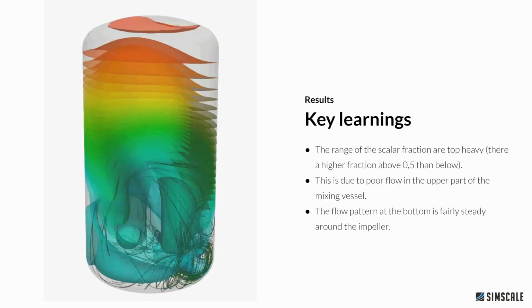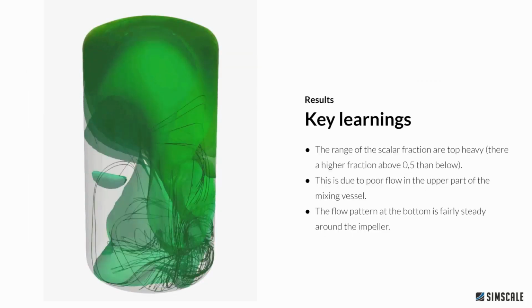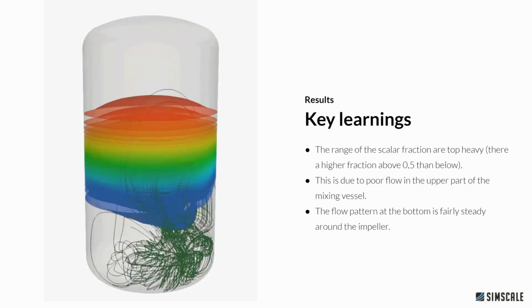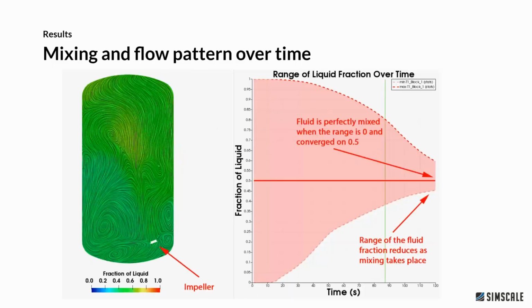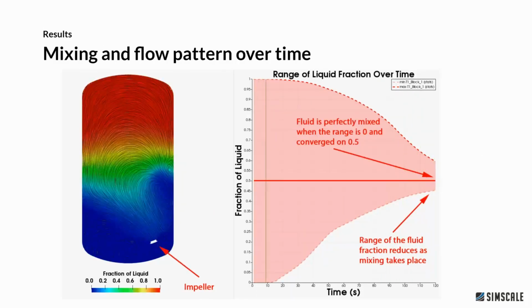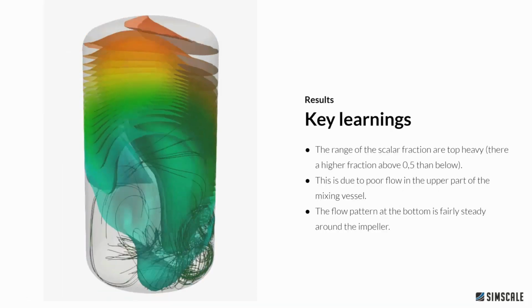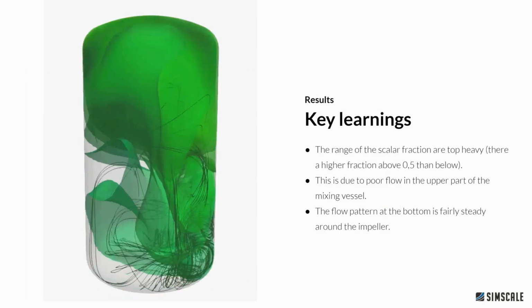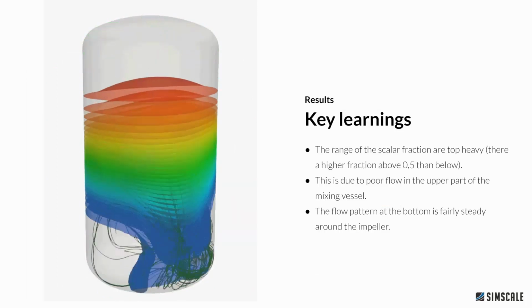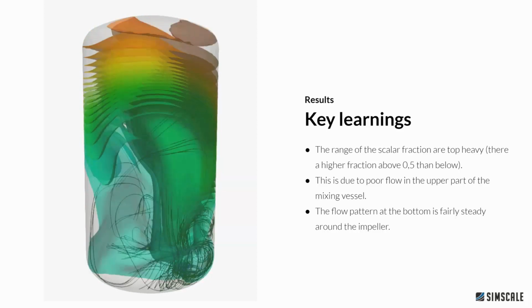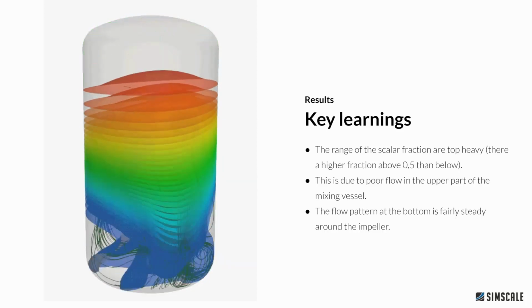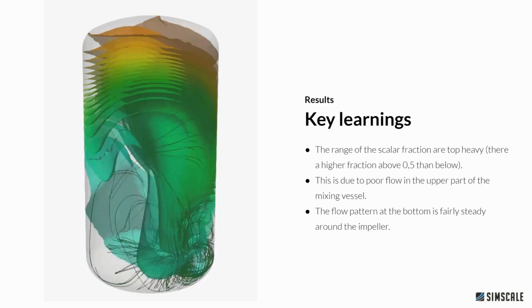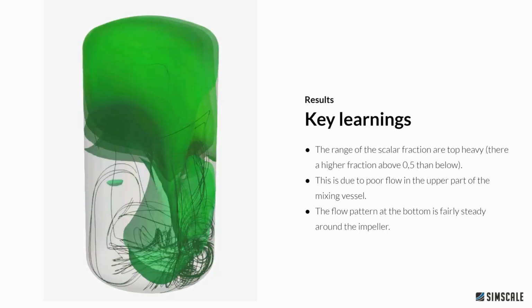And finally, I've drawn some key learnings now. We can see from these results that actually the scalar is top heavy. So we want it to converge towards 0.5, but actually there's more above 0.5 than there is below. And that's because there's more of the zone that is poorly mixed above the midline mark than there is in the bottom.